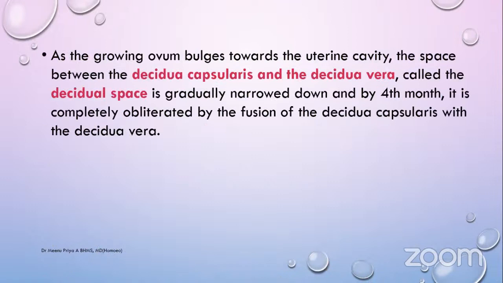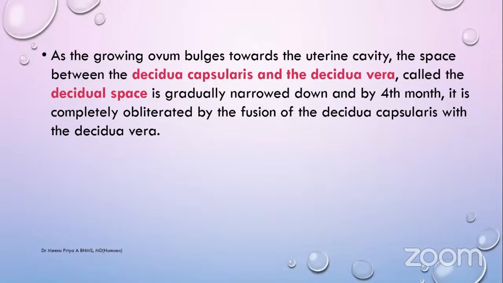So as the growing ovum bulges towards the uterine cavity, implantation occurs, and after implantation, the fetus starts growing. The space between the decidua capsularis and the decidua vera is called the decidual space. That means the outer covering of decidua, which is covering the implantation product, and the remaining uterine cavity decidua. Whatever space is there, that is the decidual space, and it is gradually narrowed down because of the growth of the fetus. And by the fourth month, it is completely obliterated by the fusion of decidua capsularis with decidua vera.